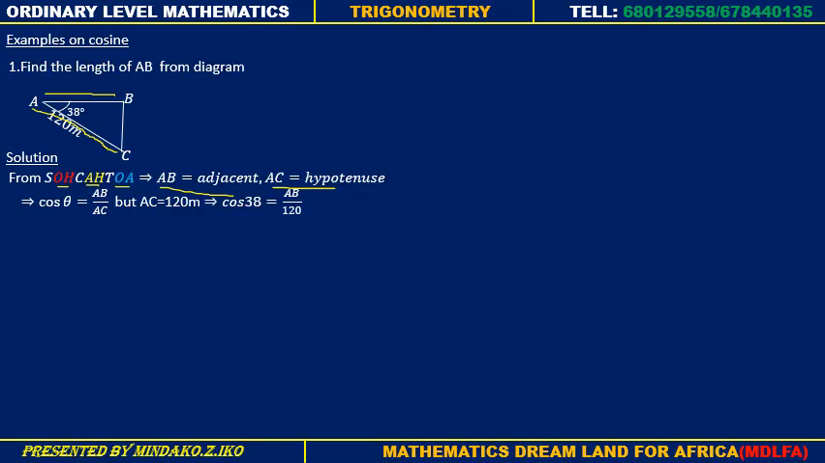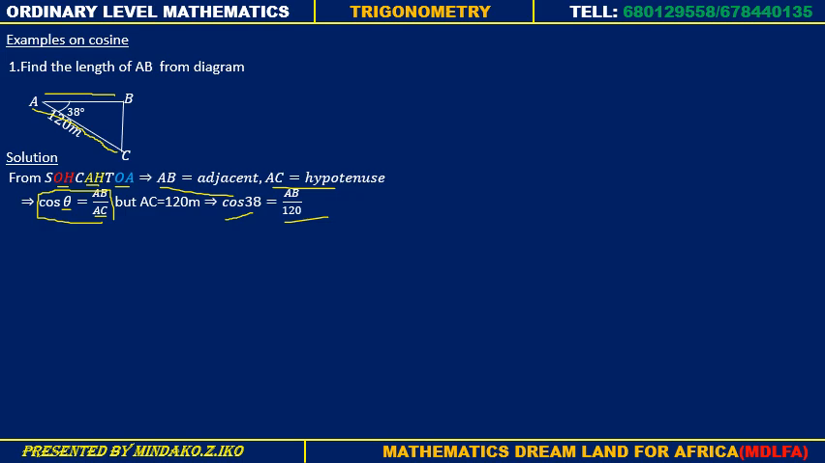So it definitely implies that I'm going to substitute my angle theta, which is 38 degrees, into this formula. This is the formula. Since I know my angle, which is 38, I will substitute it here, and I know my side AC, so I'm going to substitute it here too. So we have that cos 38 equals AB over 120.